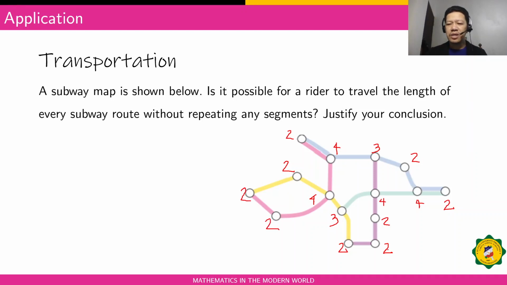Okay, so looking at the degrees of all vertices, there are actually 2 vertices with an odd degree. That is this vertex and this one. Okay, so there are exactly 2 odd vertices. So we can conclude that this graph, or this subway map, actually has an Euler path.